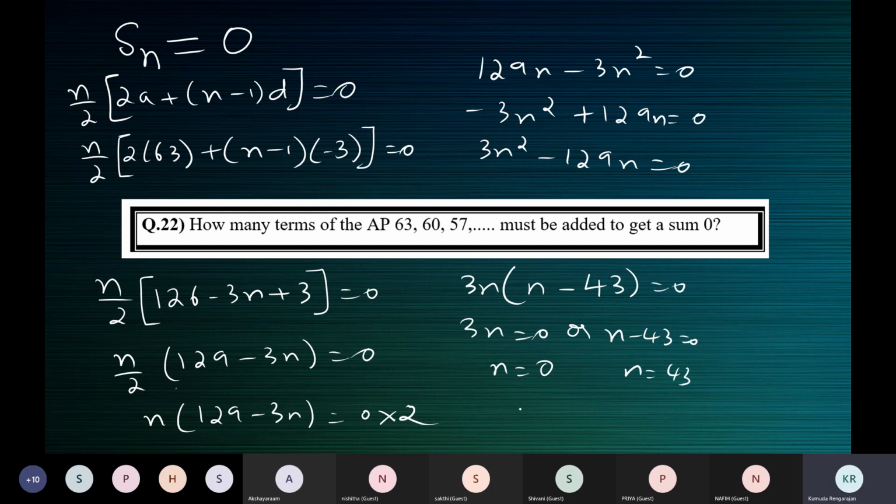N cannot be 0, right? You cannot say the sum of the first 0 terms is 0. Meaning if n is 0, the sum of the first 0 terms, it's meaningless. So we take the value of n to be 43. When you add the first 43 terms of this AP, the sum will be 0. Symbolically, S43 is equal to 0.